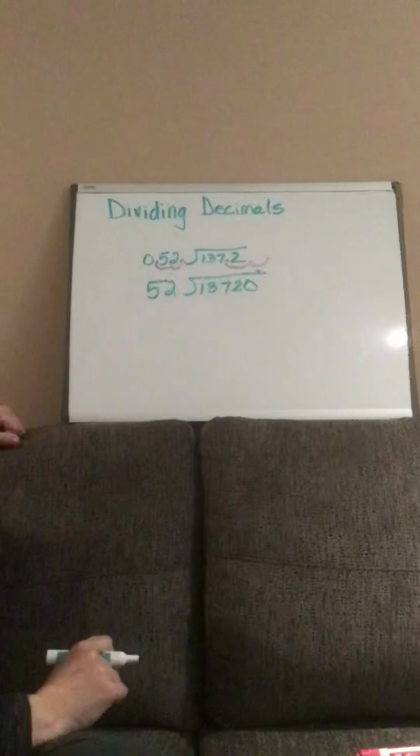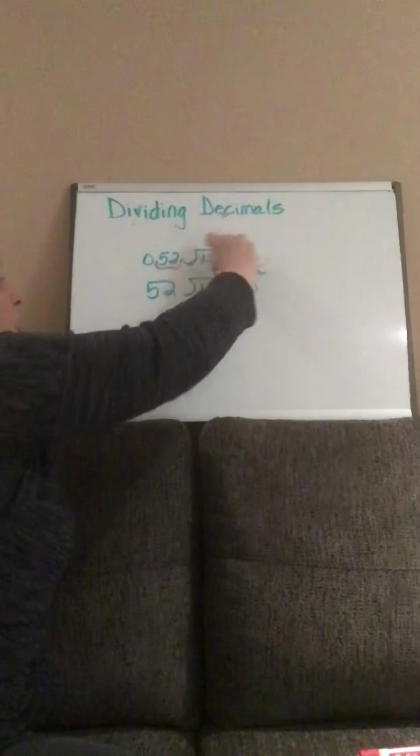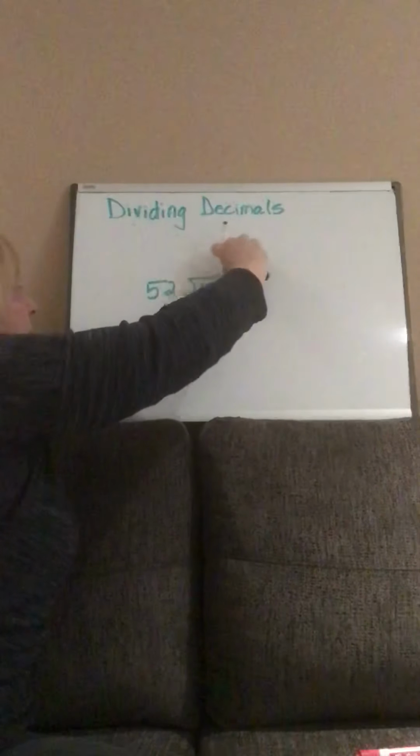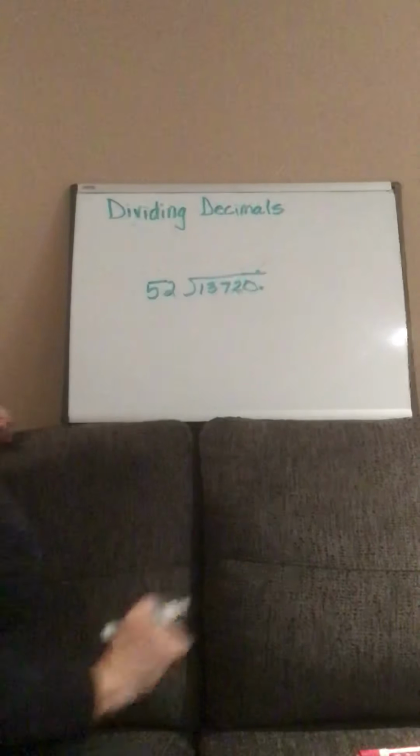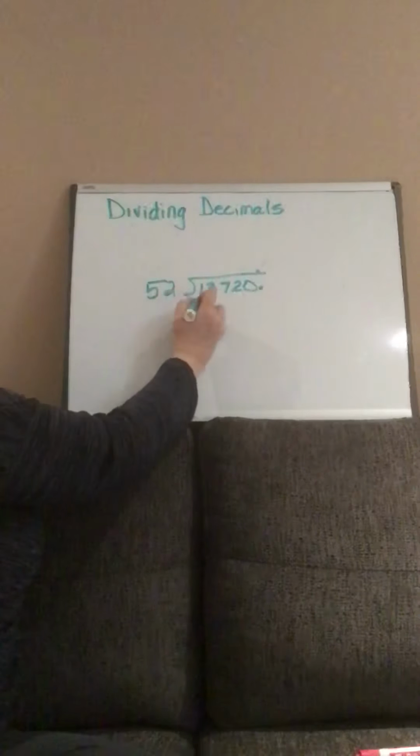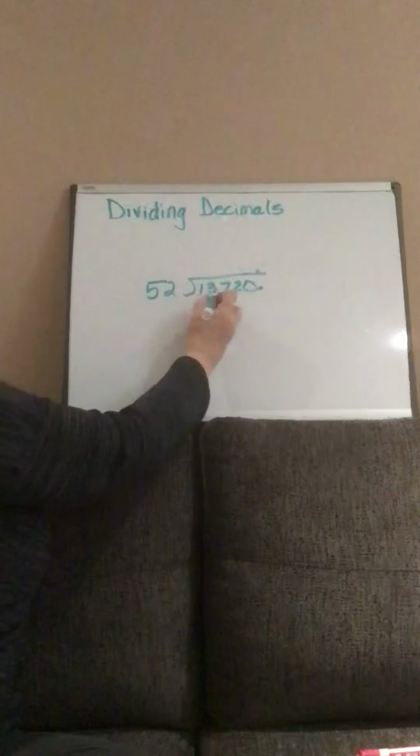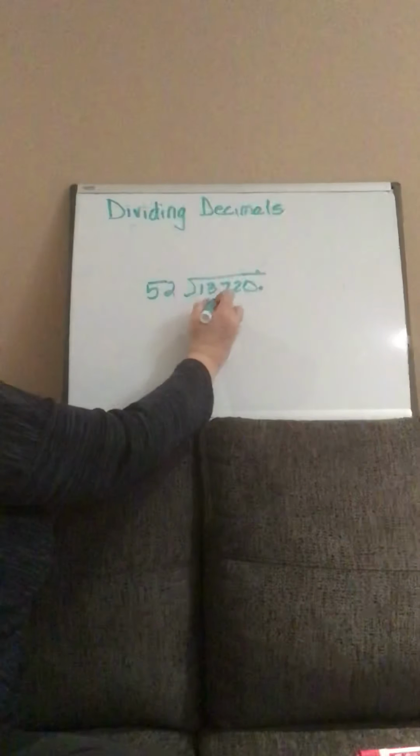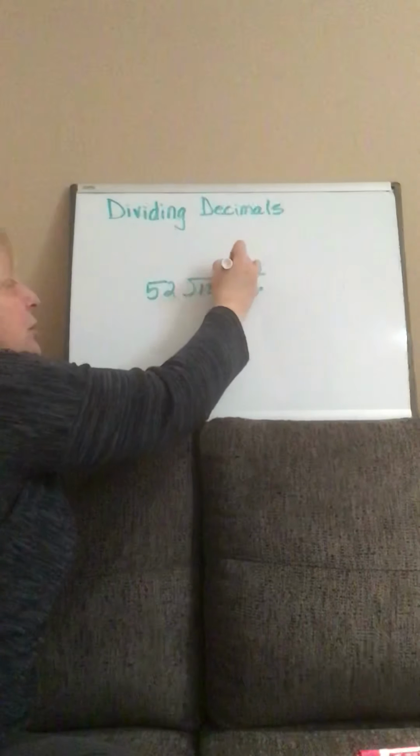So now we divide as normal. I'm just going to get rid of this up here so we're not so squished. It's the drawbacks of a small whiteboard. So we're going to put a decimal here. First thing I look at is how many times does 52 go into 1? None. How many times does 52 go into 13? None. How many times does 52 go into 137? Well, I know that's going to be 2 times.